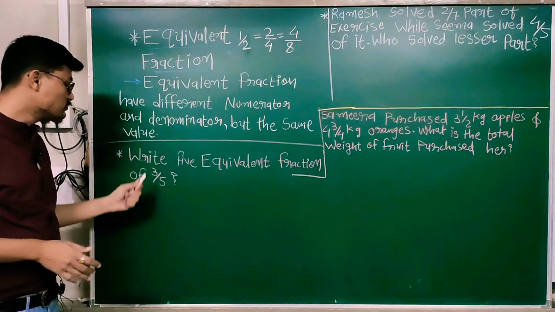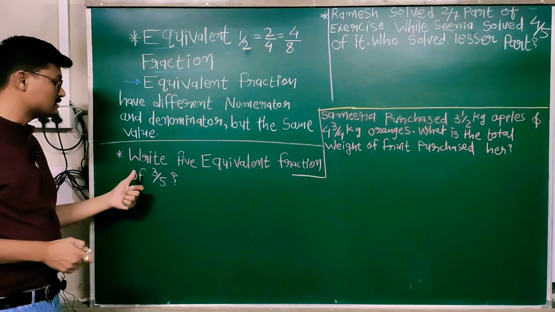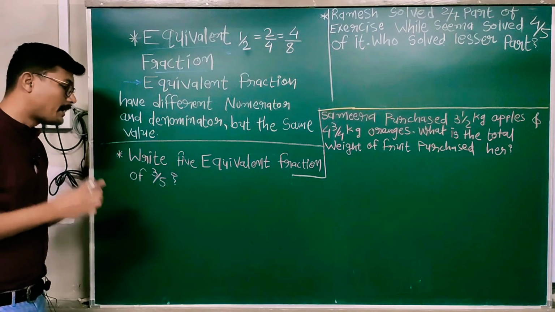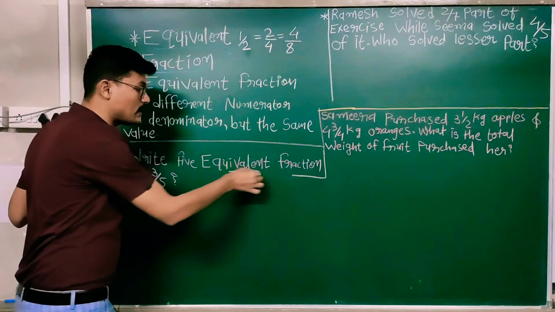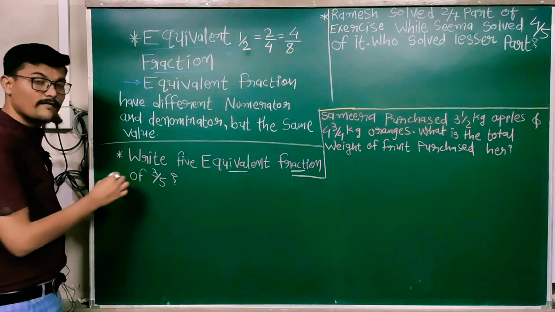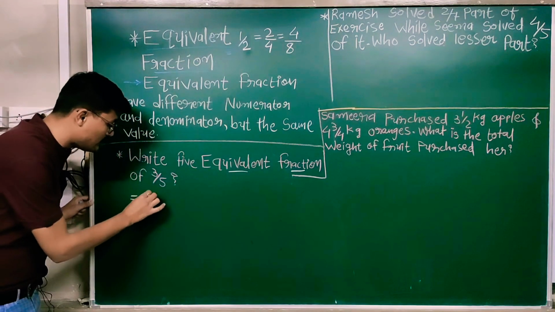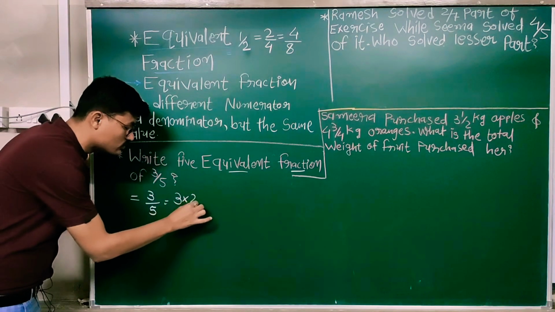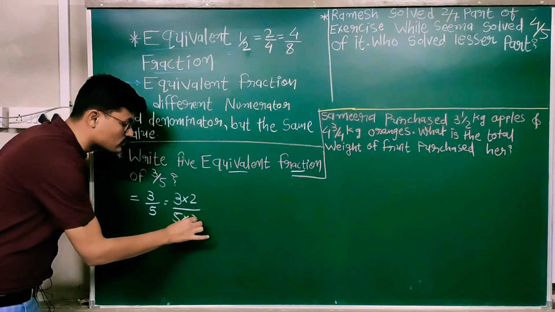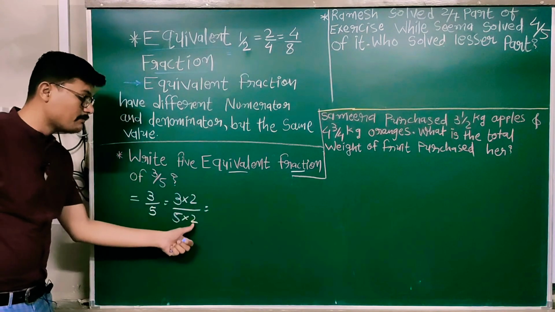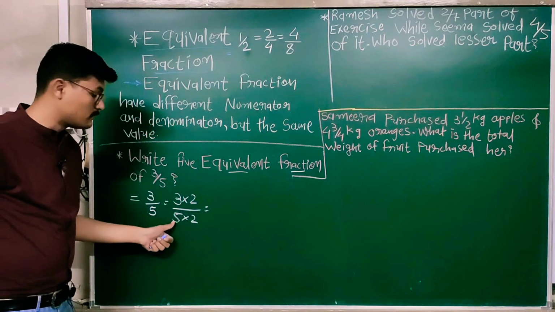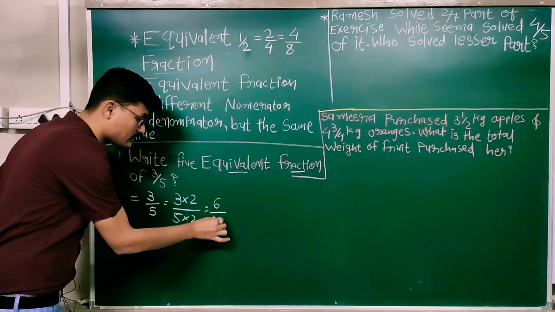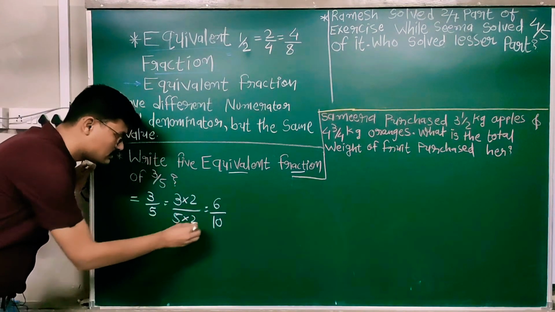Now we are taking one more example. Write 5 equivalent fractions of 3/5. Here we have to write equivalent fractions of 3/5. So let's take 3/5. First of all, 3 into 2, 5 into 2. I will multiply the top number and bottom number by 2. So here we get 2 3s are 6 upon 5 2s are 10. That is our first fraction.